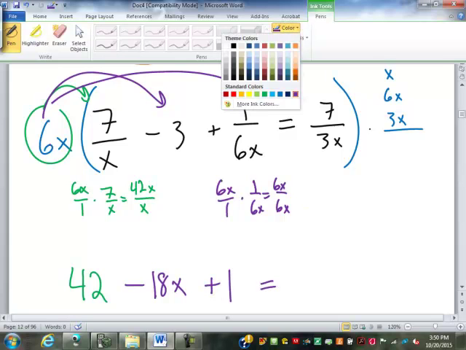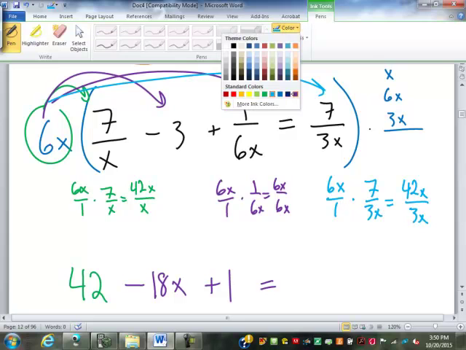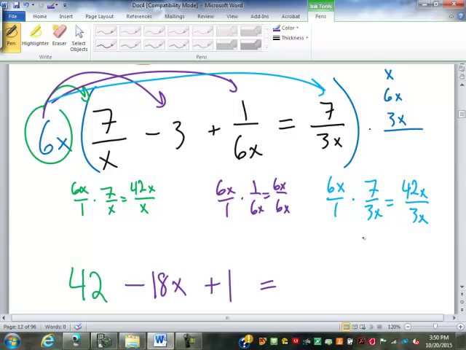Equals, and then over here we have 6x times 7 over 3x. So 6x over 1 times 7 over 3x. 6x times 7 is 42x. 1 times 3x is 3x. 42 divided by 3 is 14. X divided by x cancels out.